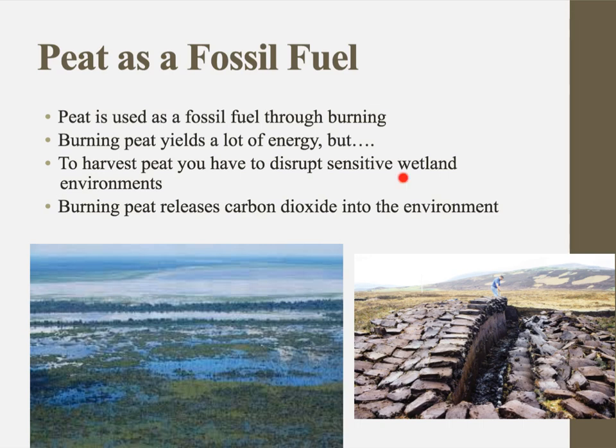And those are usually very sensitive areas like wetlands that are home to things like birds and fish and very sensitive organisms. And the second problem with peat is that in order to use it for energy, you have to burn it. And burning it is going to release carbon dioxide. Okay, so kind of another process that's accidentally resulting in carbon dioxide accumulation in our atmosphere.